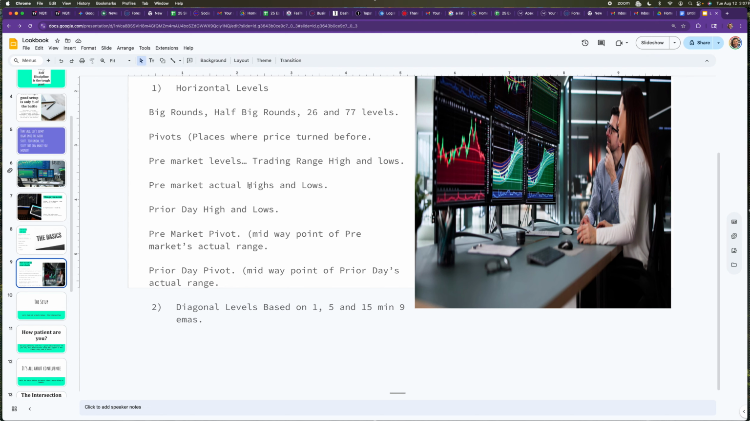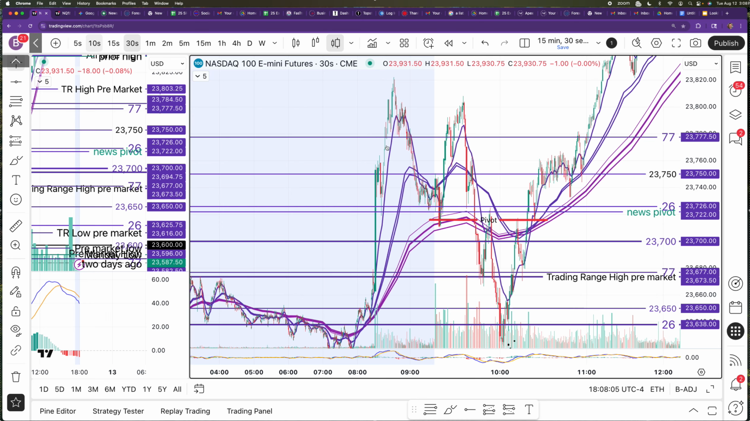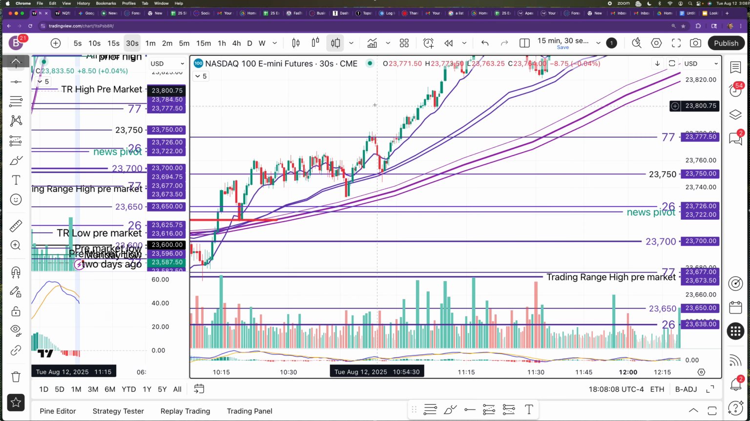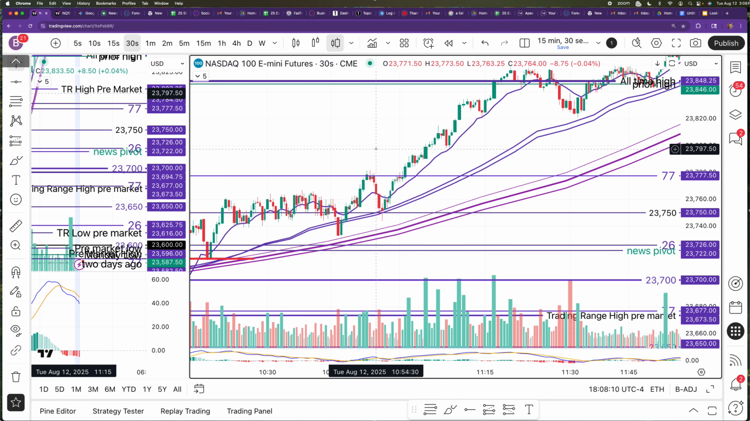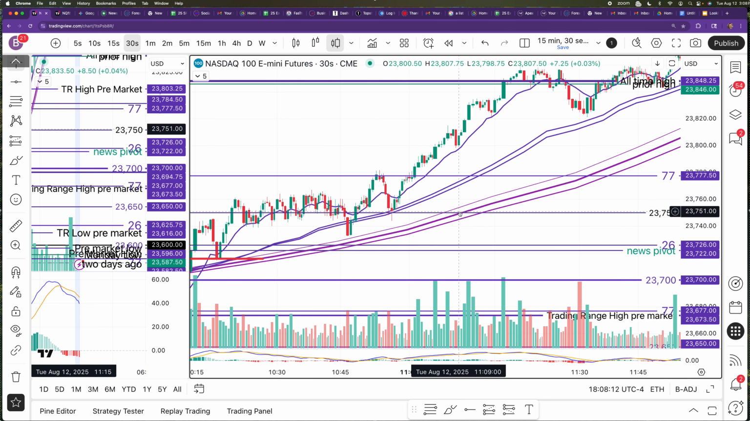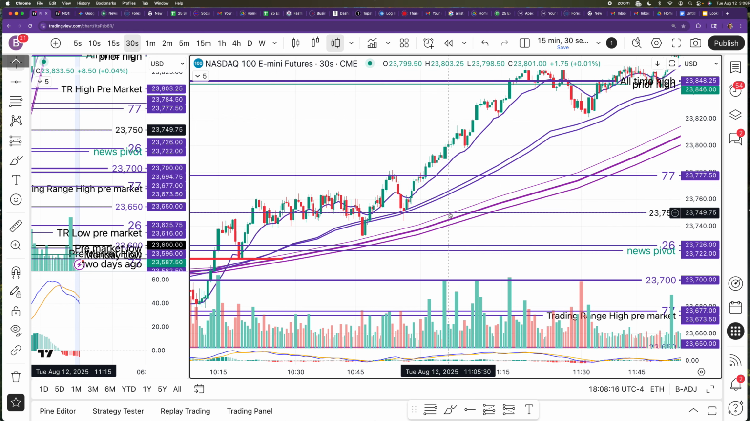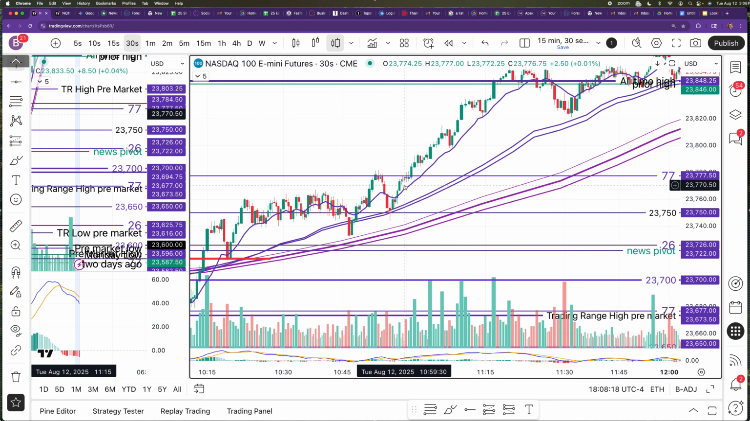Okay, so those are all the horizontal levels. Then you have your diagonal levels based on 1, 5, and 15-minute 90 EMAs, which I already showed you. These are the three that we're looking at. And these are always going to be, you don't have to move these from day to day. They're always going to be tracking price.